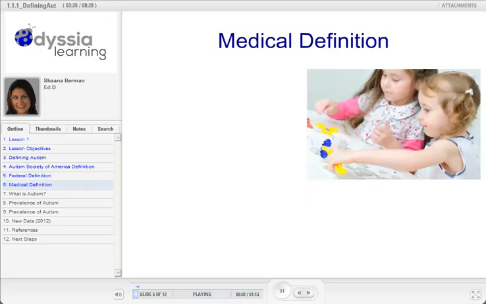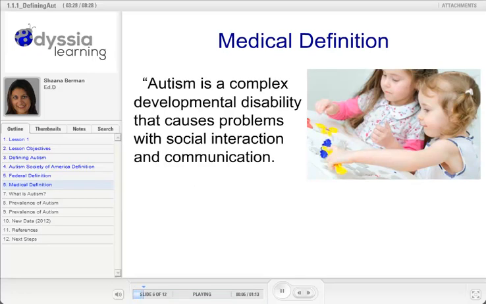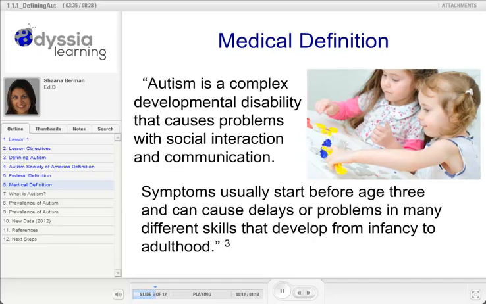According to medical definitions of autism, autism is a complex developmental disability that causes problems with social interaction and communication. Symptoms usually start before age 3 and can cause delays or problems in many different skills that develop from infancy to adulthood. Hence, the medical community also recognizes autism as a developmental disability. The medical community and the educational community often intersect, as both groups can recommend services to help a person with autism. A primary issue related to medical services is that sometimes insurance companies do not cover the types of treatments, such as applied behavior analysis, that have been shown to help a person with autism learn new skills.